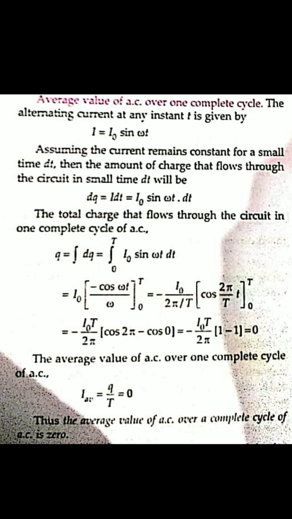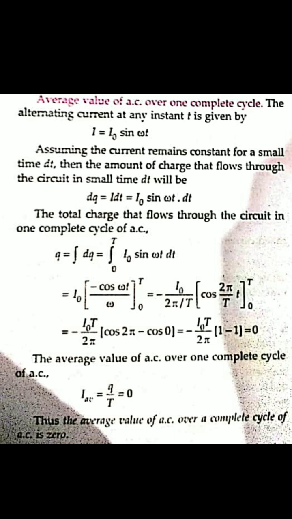Omega is the angular frequency, equal to 2 pi nu, and nu means 1 by T, so we can write omega as 2 pi by T, capital T. Inside also we replace omega by 2 pi by T into t. Now in place of small t, first we put capital T, then we put 0. With capital T, the T cancels, so we have cos 2 pi minus cos 0, and its value will be 0. So the total charge that flows through the circuit in one complete cycle will be 0.